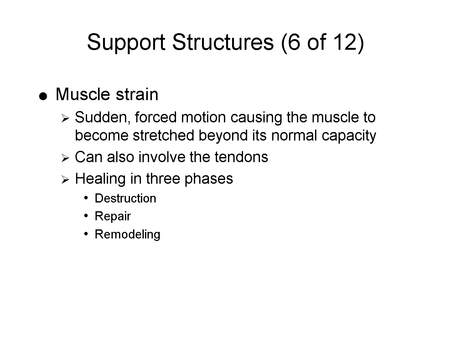A muscle strain occurs when a muscle is stretched beyond its capacity, often during sudden, forceful movements. Strains may also involve tendon fibers and typically present with pain, swelling, and limited function. Healing occurs in three phases: destruction, repair, and remodeling. Early intervention can minimize scar formation and restore strength.